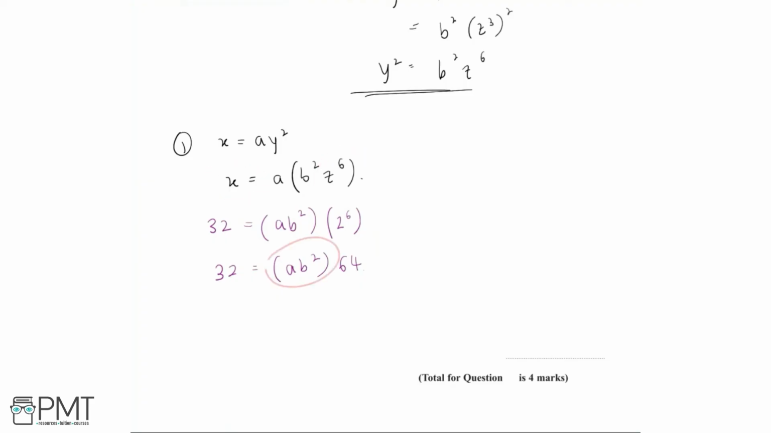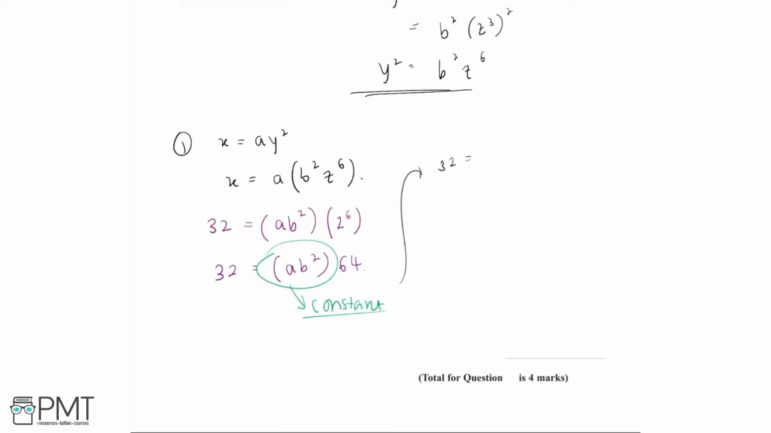And so ab squared is a times b times b. But since a and b are both constants anyway, this entire thing can be merged into a constant of its own, and so we can just call it a different constant. We want to find this constant in order to find a formula for x in terms of z.